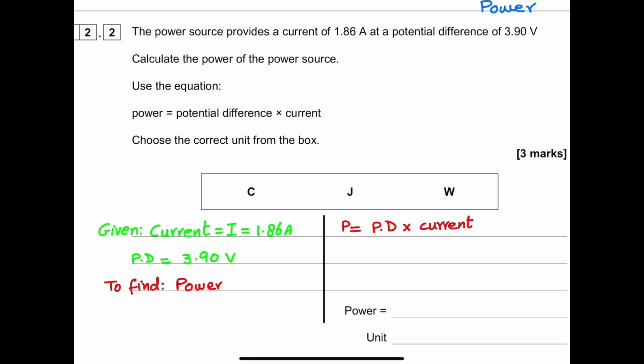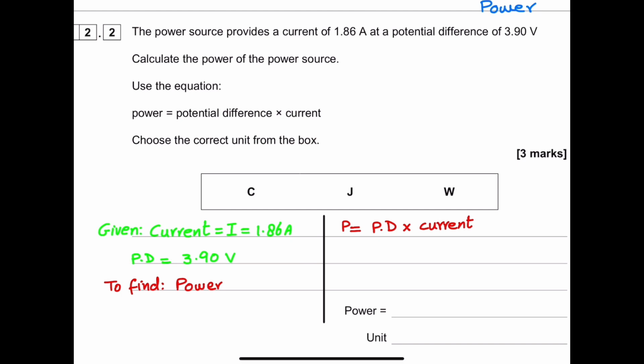2.2 is the combination of AO2 and AO1 question, and this question is from the topic of power. The power source provides a current of 1.86 ampere at a potential difference of 3.90 volts. Calculate the power of the power source. The equation of power is given. Power is equal to potential difference times current. Choose the correct unit from the box also.